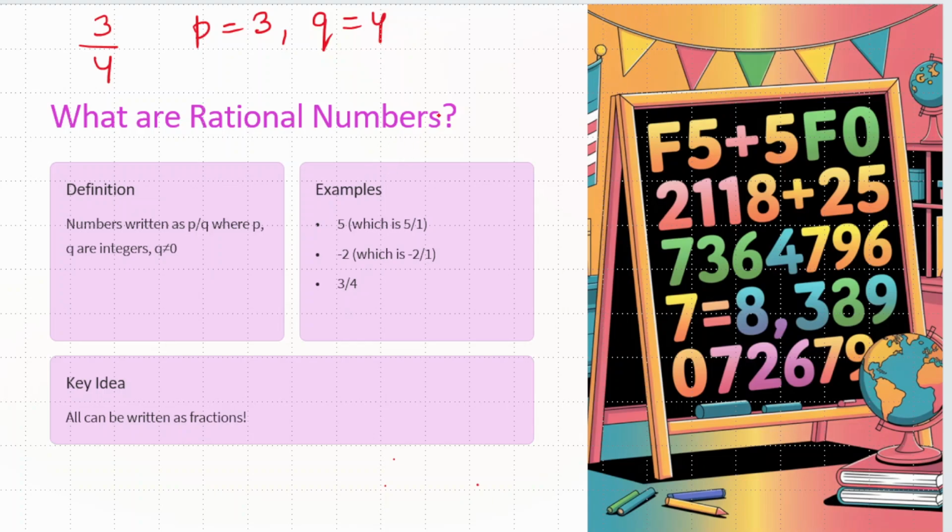Let us take another example, 5. 5 is a rational number. Why is 5 a rational number? Because 5 can be written as 5 upon 1. What is the value of p over here? 5. What is the value of q over here? 1. So 5 is a rational number.